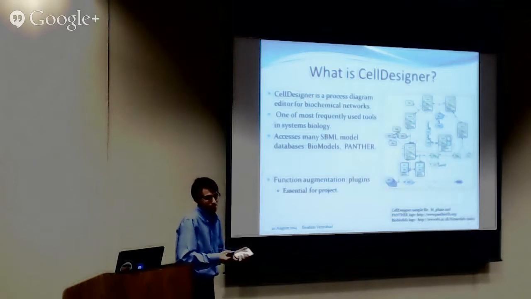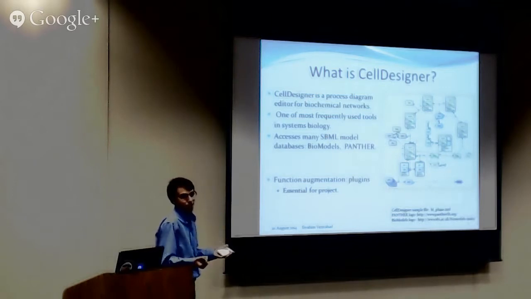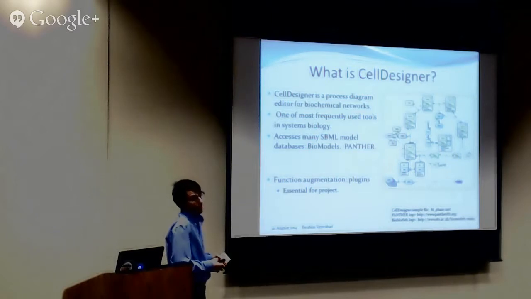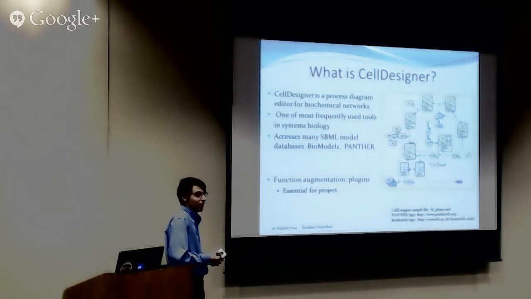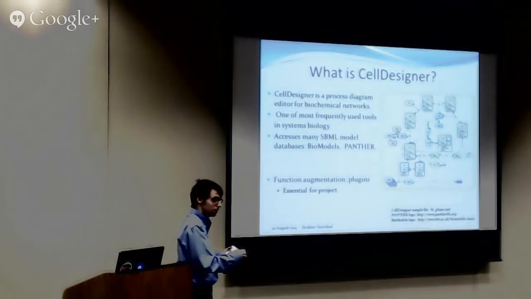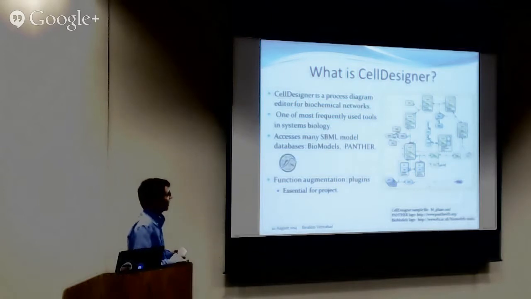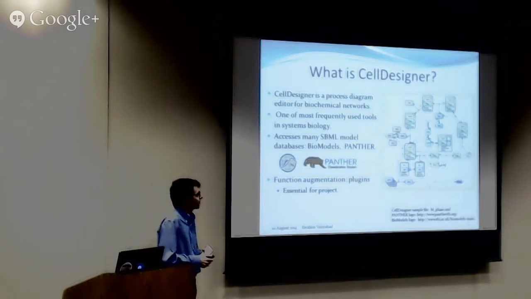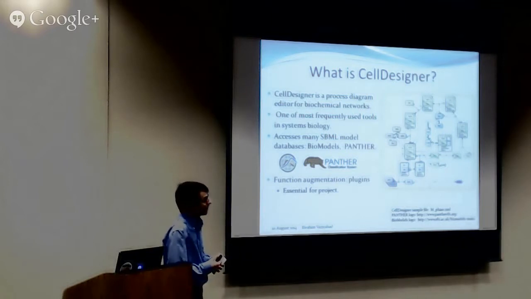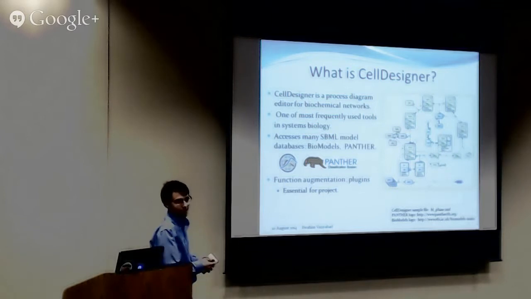CellDesigner is a process diagram editor for biochemical networks. It's one of the most frequently used tools in systems biology due to its very powerful model layout capabilities. CellDesigner has the ability to access, not natively, but in the program, many SBML model databases, such as the BioModels database and also the Panda database. And finally, CellDesigner's functions can be augmented by plugins, and this functionality is essential for this project.